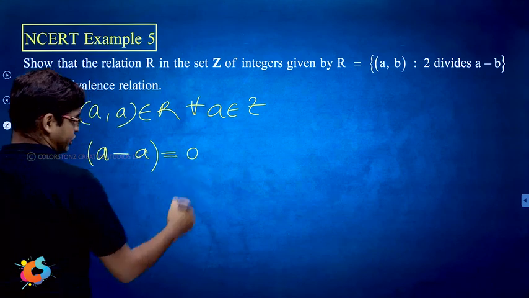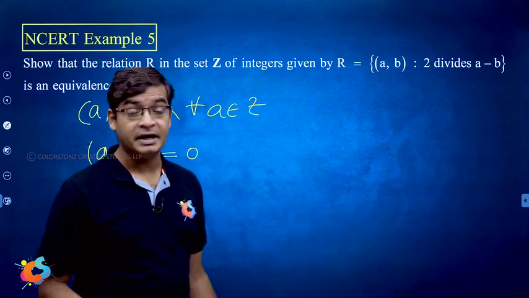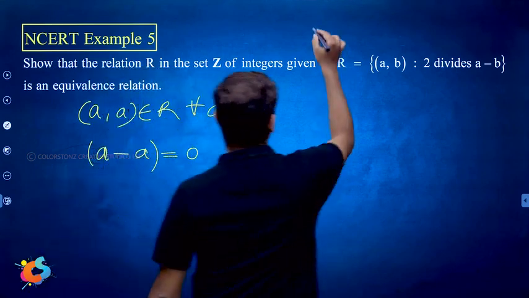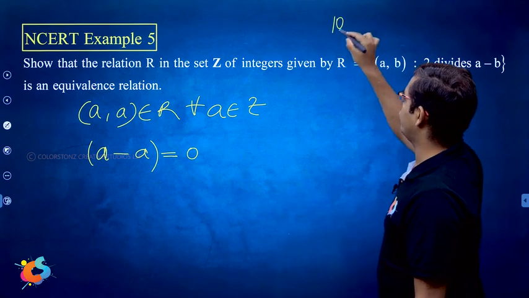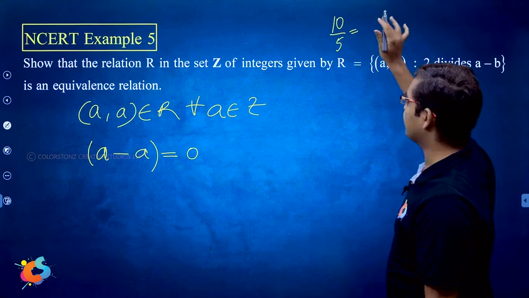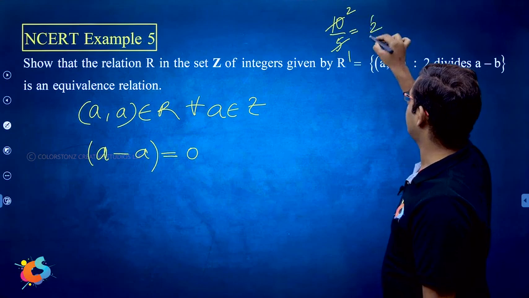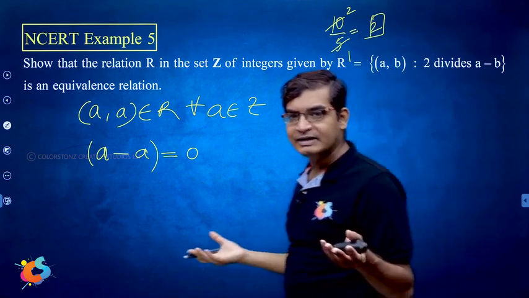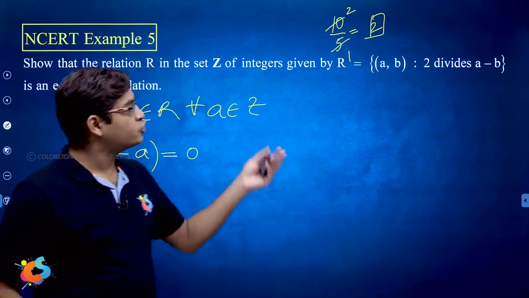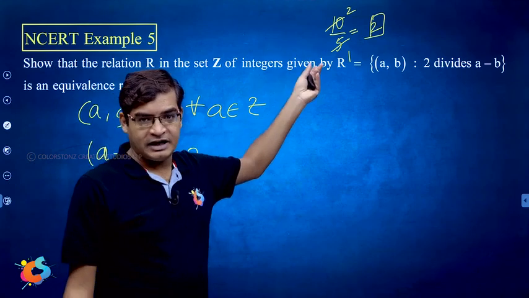So a minus a is equal to 0. Is 0 divisible by 2? Yes. So therefore, (a, a) will belong to our relation. Divisible means nothing complicated. See, if you have, let us say, 10, and you are dividing by 5, when you do the division without any decimal points, you should get an integer. That's all. So 5 ones are 5, 5 twos are 10. This is what you call divisible. 2 divides a minus b. So 10 is divisible by 5. That is the meaning.